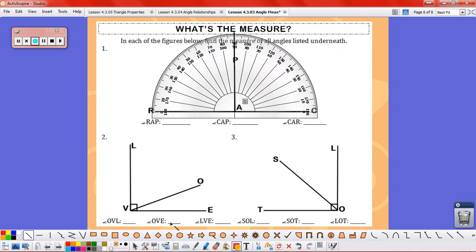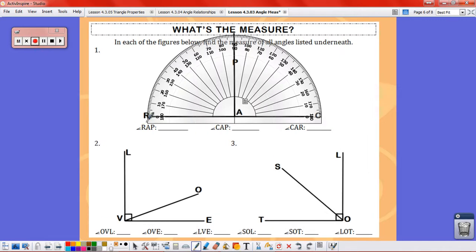Alright, and then I'm going to say, well, what is angle RAP? That's angle RAP. Well, that's 90 degrees. What about angle CAP? 90 degrees. That one's easy because it's 90 degrees on the inner and the outer scale. Angle CAR, well, that's 180 degrees. Is it a coincidence that the two 90-degree angles together make a 180-degree angle? Of course not. 90 and 90 makes 180.